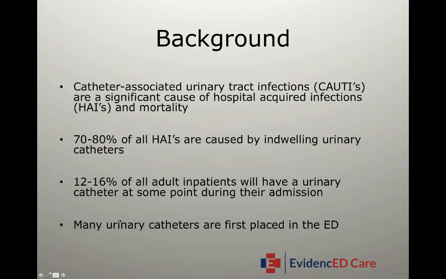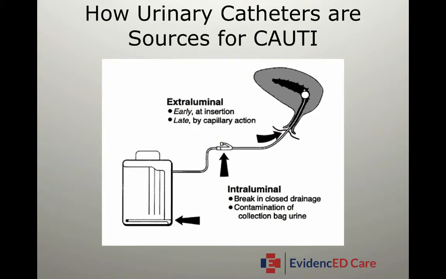First, some background. CAUTIs are a significant source of healthcare-associated infections and are estimated to cause up to 70 to 80% of those infections. And since many urinary catheters are placed in the emergency department, it is important to focus in this area. This diagram highlights some of the areas in which urinary catheters can be a source of urinary tract infections. First, at the insertion site, which seems obvious, but also along the collecting system from the tubing if there's breaks in it, and even from the collecting system if there's backflow at some point down the line.